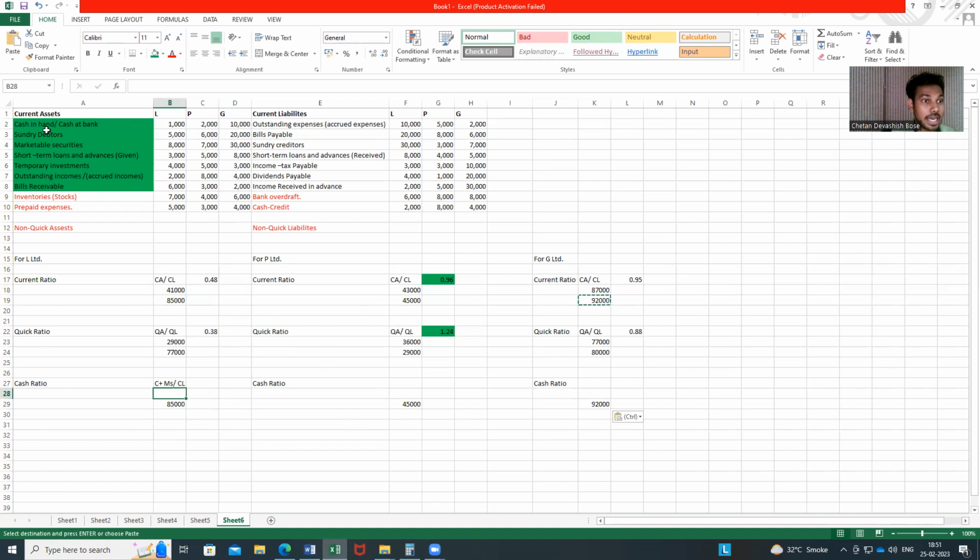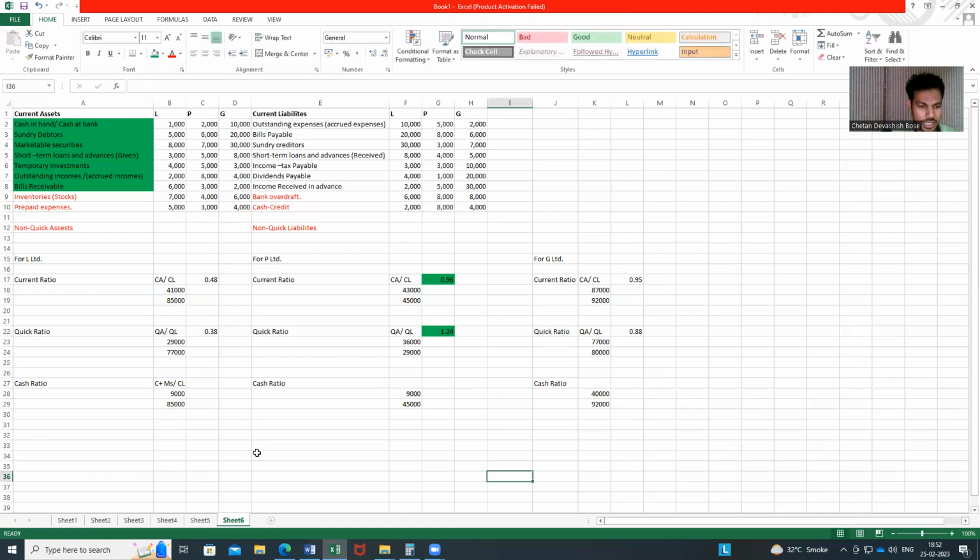Now I need the numerator, that is cash plus marketable securities. Have they directly given cash and marketable securities? If yes, then you just have to add them, as simple as that. So here 1 plus 8 is 9,000 for L Limited. Now for P Limited, it is 2 plus 7, that is 9,000. And for G Limited, it is 10 plus 30, that is 40,000.